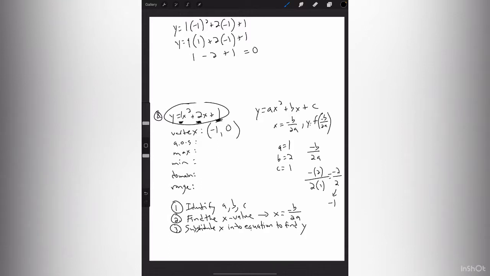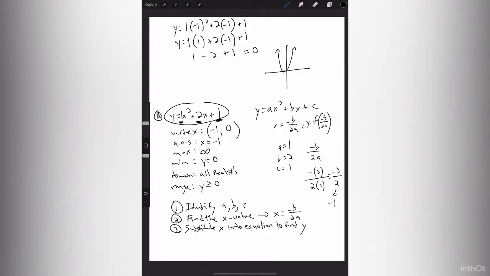Now that I have my vertex, I can fill out everything else, right? Because I know that my axis of symmetry is x equals -1. There's no negative out in front, which means my maximum value is infinite. My minimum y value, the lowest that I can go, if my vertex is -1, 0, is going to be y equals 0, because you can't go any lower than that. If you think about it, if I make a very rough graph here, -1, 0, all the values down there mean nothing, right? So my domain is all real numbers, and then my range is all the values where y is greater than or equal to 0.